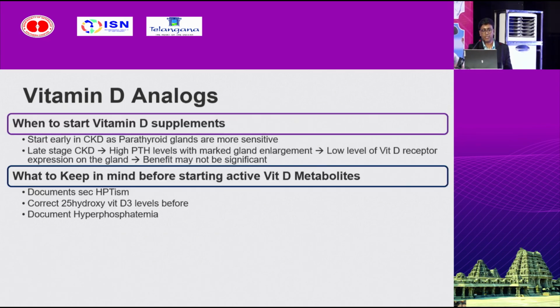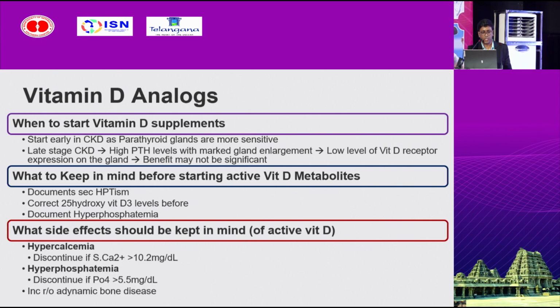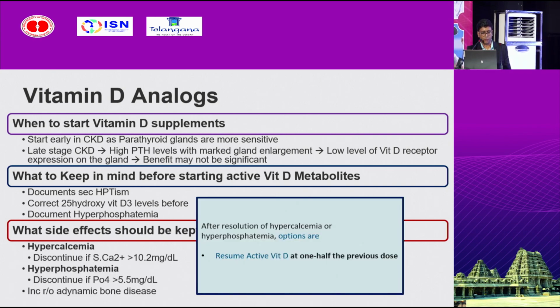So when to start? In early stage of the CKD, what needs to be kept in mind? Document hyperparathyroidism, correct deficiency of 25-hydroxy vitamin D, document hyperphosphatemia. Side effects, hypercalcemia: discontinue if calcium levels are more than 10.2, discontinue if phosphorus levels are more than 5.5. When to resume? Once the hypercalcemia, hyperphosphatemia is addressed, resume vitamin D at 1/2 of the dose.